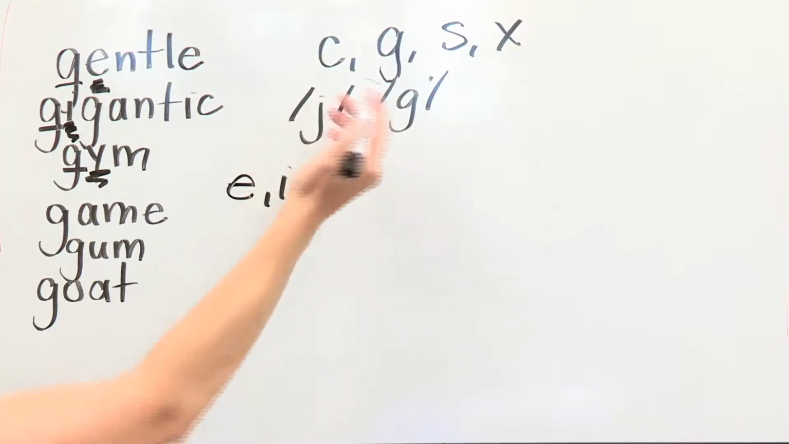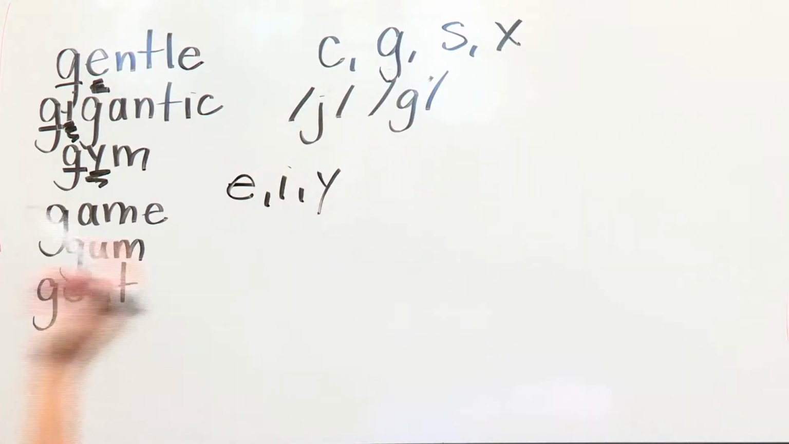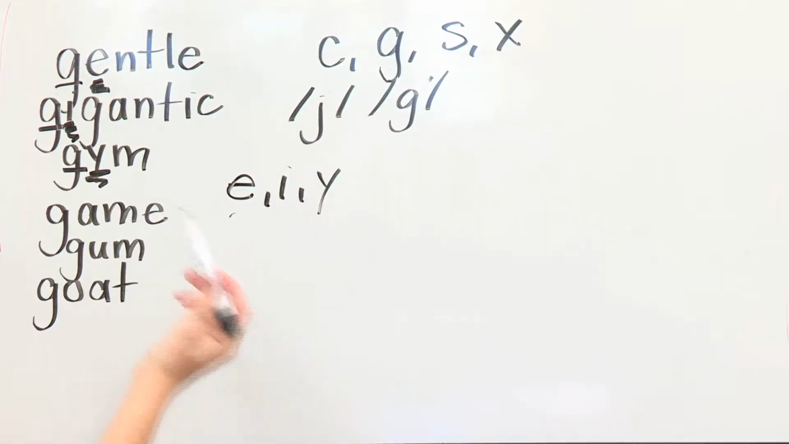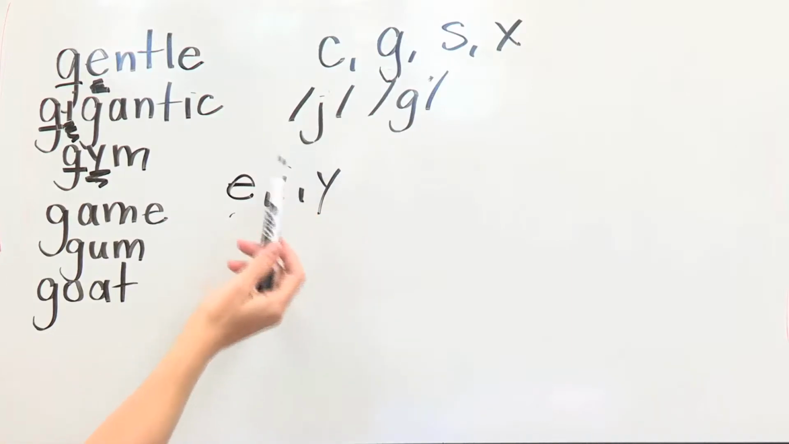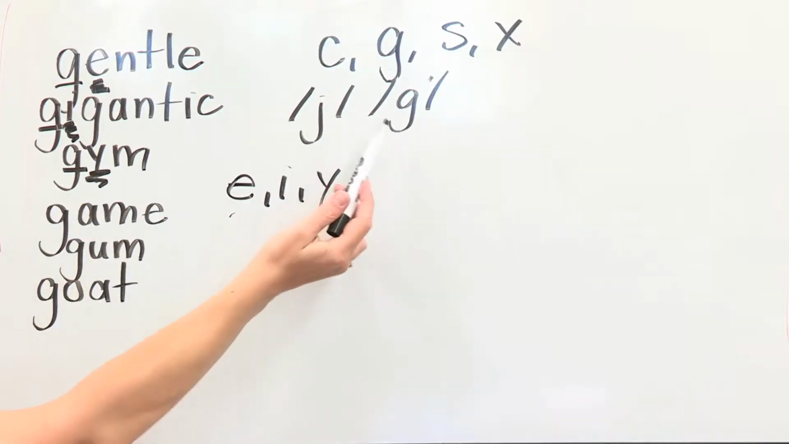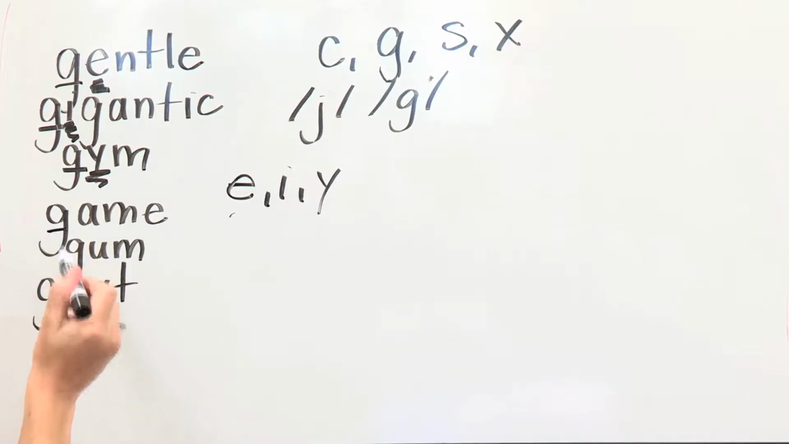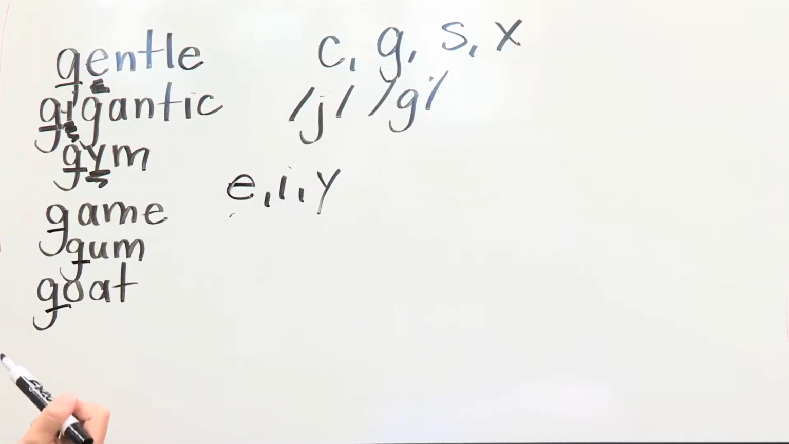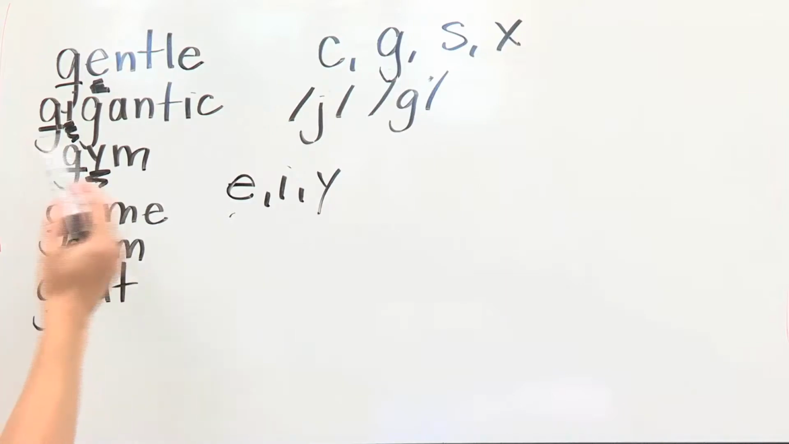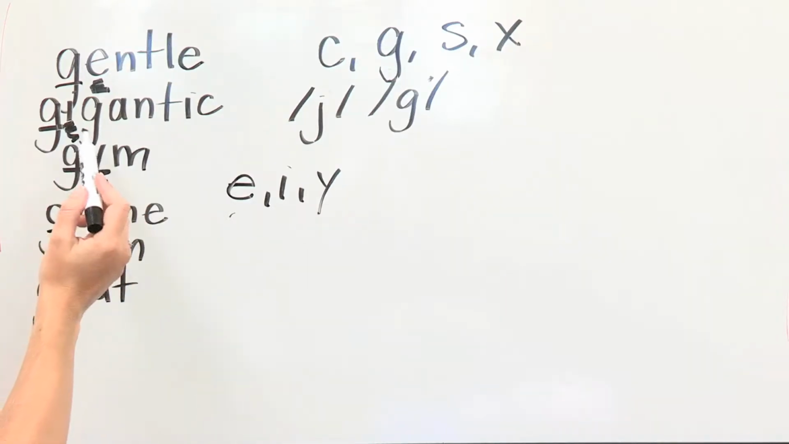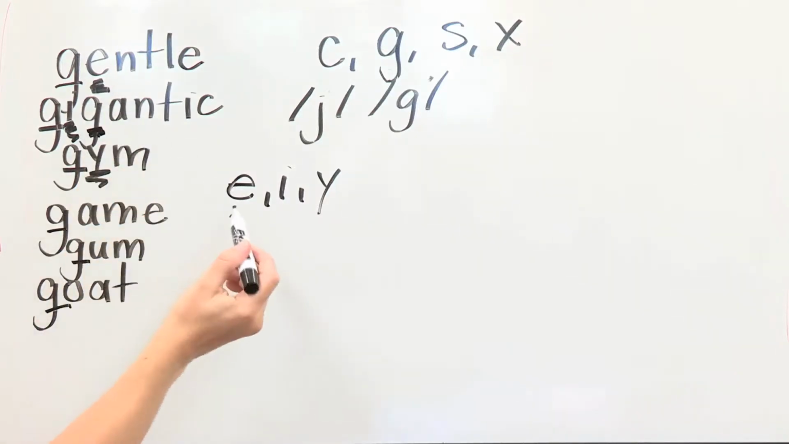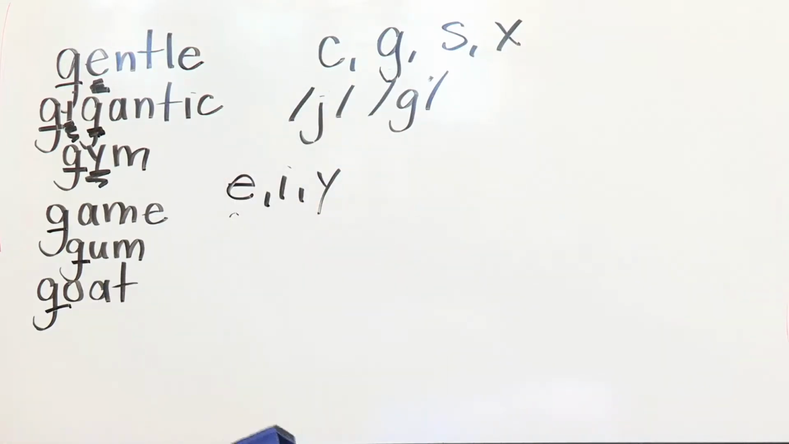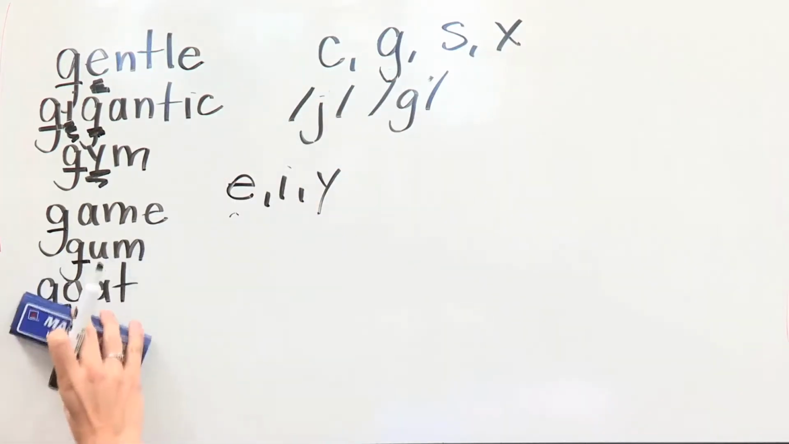So once again, like the letter C, if a G is followed by E, I, or Y, it makes the soft phoneme. So gentle, gigantic, gym. They make the soft phoneme, which is the J sound. And the other letter makes the hard phoneme, which is G. So we have game, gum, goat. They make the hard G sound. Now if you look at gigantic, it has both. We have the hard G here, but if you notice what follows it, an A, which is not obviously an E, I, or Y. So C and G both have hard and soft sounds. So keep those in mind and keep the rule in mind.